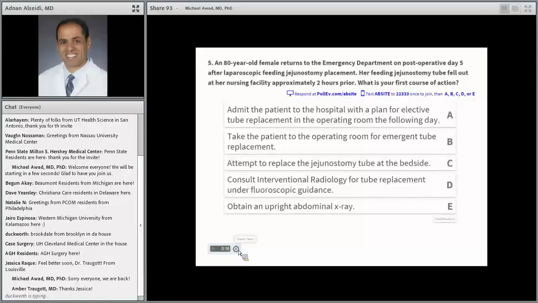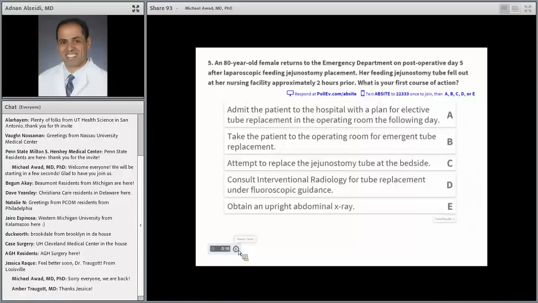Next question: an 80-year-old female returns to the emergency department on post-operative day 5 after laparoscopic feeding jejunostomy placement. Her feeding jejunostomy tube fell out at her nursing facility approximately 2 hours prior to her arrival at your ER. What is your first course of action?